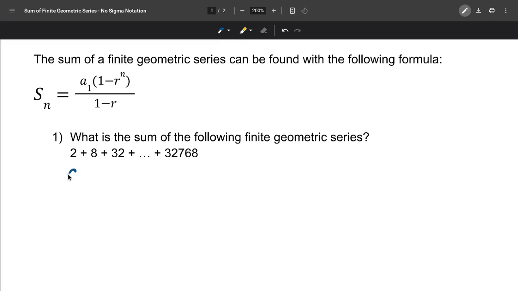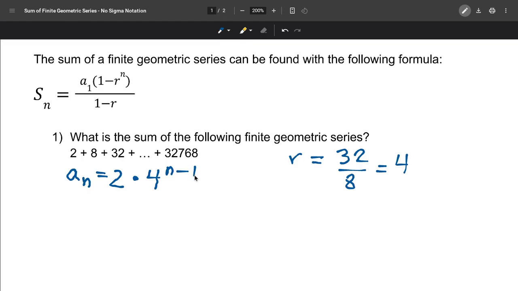So I'm going to say a sub n, the nth term, equals the first term. The first term is 2 in this particular series. And then we've got to multiply that by the common ratio r. If we take one of these terms and divide by the previous term, let's take 32 and divide it by 8, the common ratio r is going to be 4. So we're going to multiply 2 times 4 to the n minus 1 power.